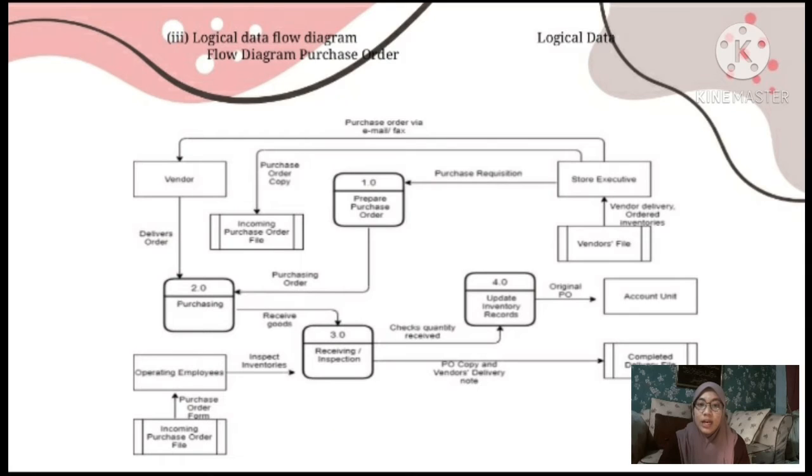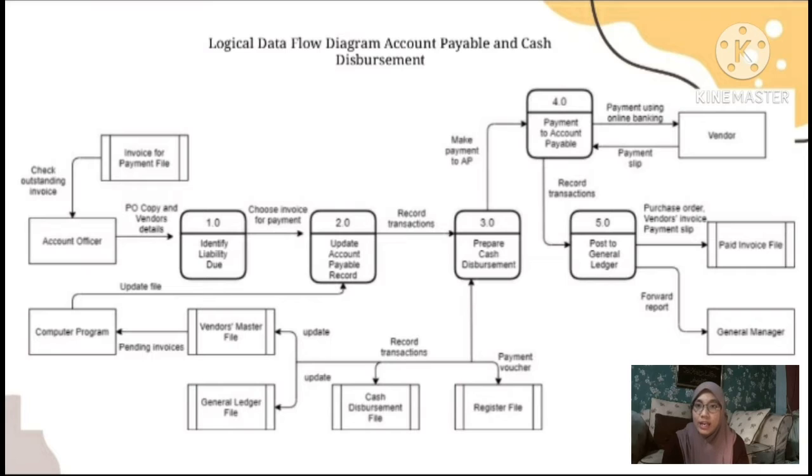Next, enrollment are the logical DFD of purchase order and logical DFD of account payables and cash disbursement. Data flow diagram is the graphical description of the sources and destination of data. They show where data comes from, where it flows, the processes performed on it, and where it goes.